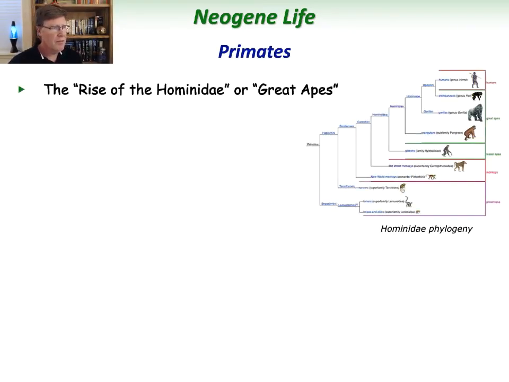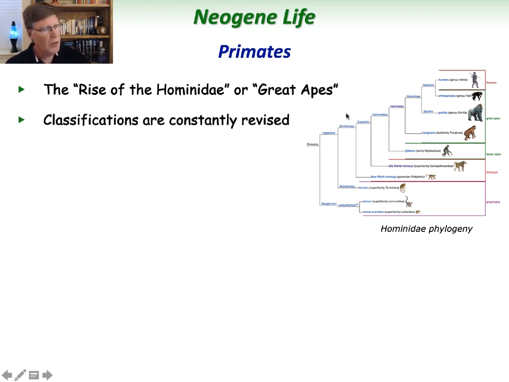It really gets interesting now with primates. The rise of family Hominidae, otherwise known as the great apes. So primates are an order, and then the next level down is family. So the Hominidae are a family of primates, which include humans, gorillas, and others.